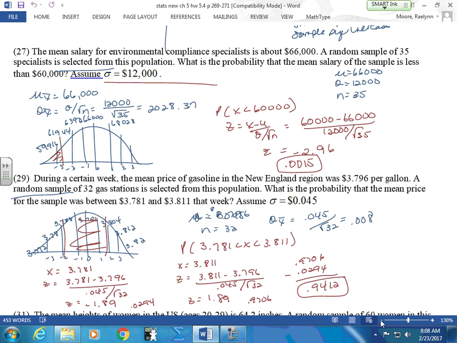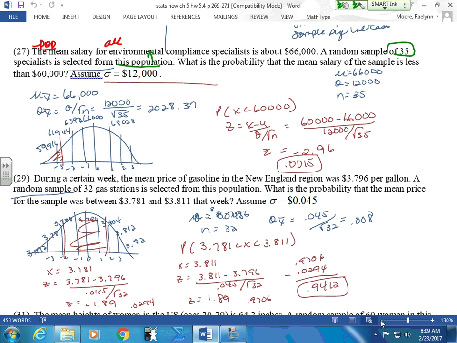A population. How do I know that? Because they didn't say from a sample of. They made a random statement. So this is the same as saying for all environmental compliance specialists. This is a statement about a population. Now they're telling me something about my sample: I random sample 35 specialists from this population. That confirms that was a population of all my specialists.